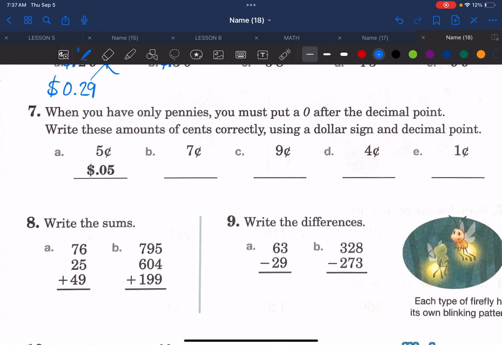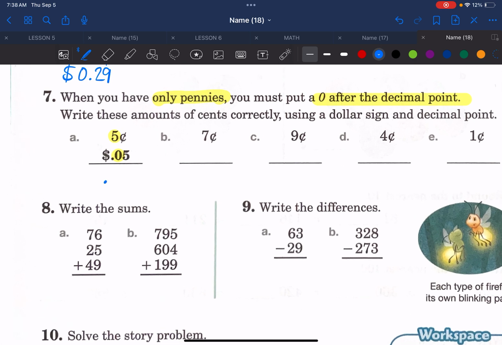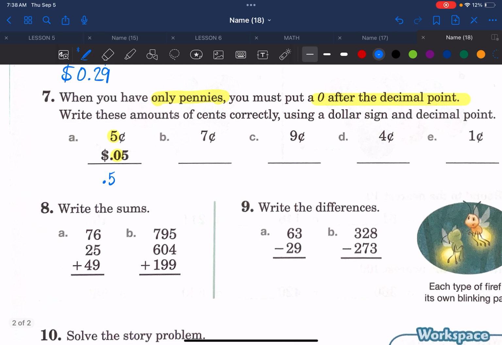Number 7, look carefully. When you have only pennies, you must put a 0 after the decimal point. So when it's 5 cents, look, it's only 5 cents. But they had to put the 0 in the tens to show that there are no tens. There are no dimes in 5 cents. There's only 5 pennies. Okay? If it was like this, like I just showed you up above, that would assumably be 50 cents. And it's not 50. Okay?